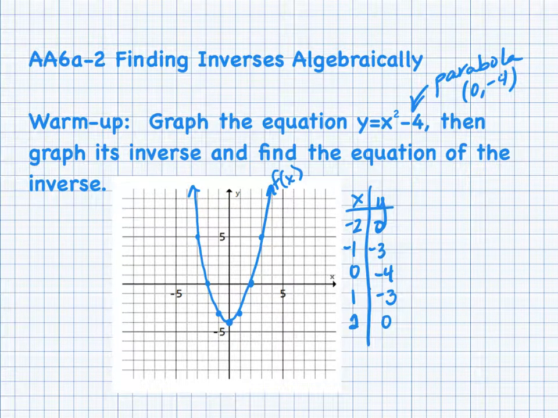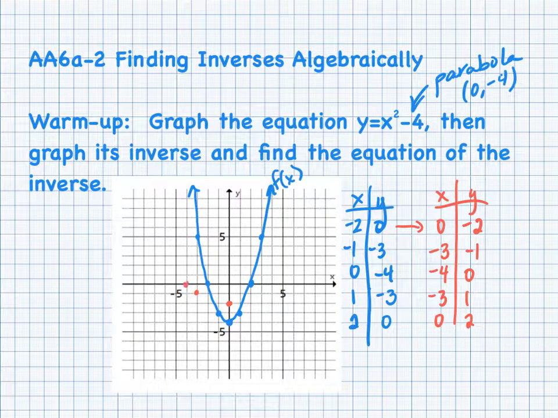To find the inverse, what I need to do is switch all of those values. It still stays xy, but I'm changing the values. So negative 2, 0 becomes 0, negative 2. Any negatives that are with a number need to stay with that number. The next ones are negative 3, negative 1; negative 4, 0; negative 3, 1; and 0, 2. And then I'm going to graph all of those: 0, negative 2, negative 3, negative 1, negative 4, 0, negative 3, positive 1, and 0, 2.